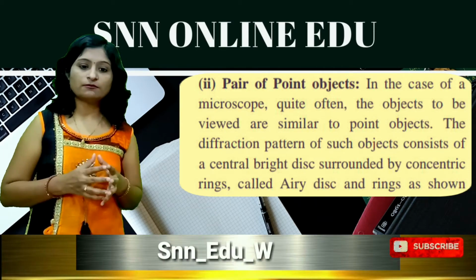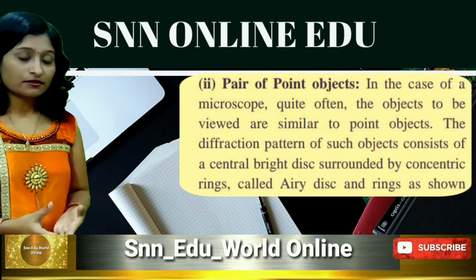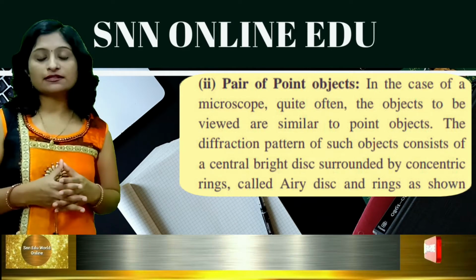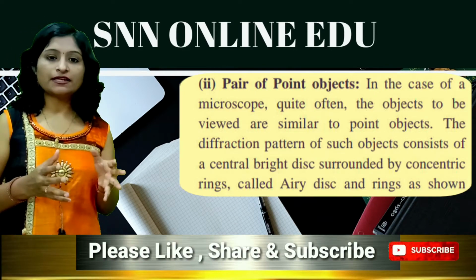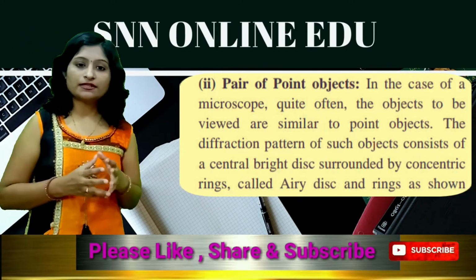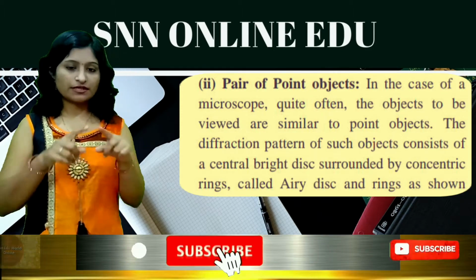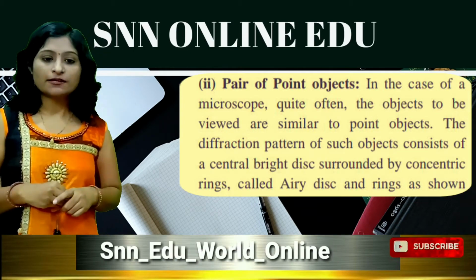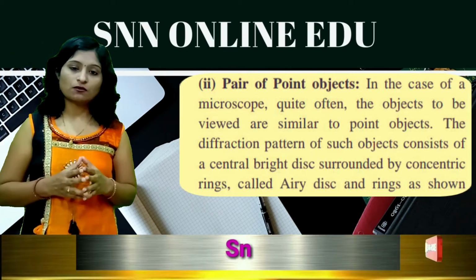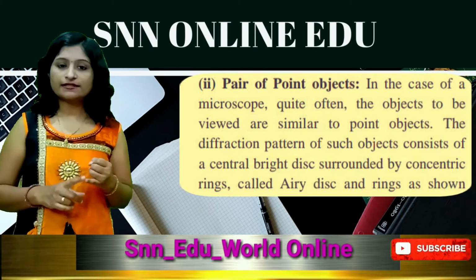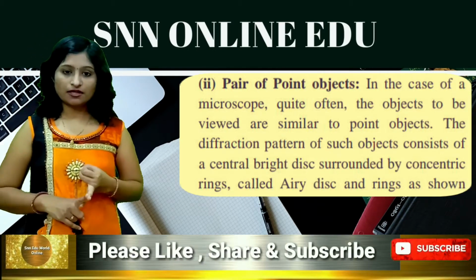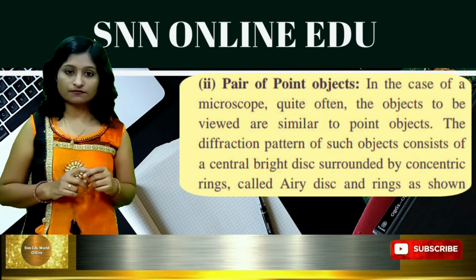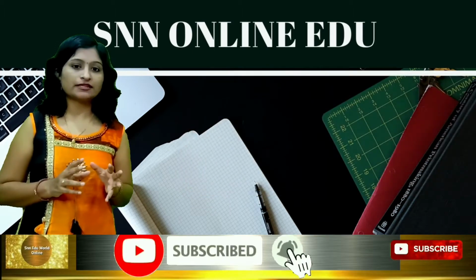So the diffraction pattern is made such that the central part is a disc. Okay, at the center it will be the disc surrounded by concentric rings. So the central part will be just like a disc, and the rings will be found around the disc, and these are called Airy's disc and Airy's rings. हा जो सेंटरचा असणार आहे तो Airy's disc असतो, आणि रिंग्स ना म्हणतात Airy's rings. Okay, so this is shown here in the diagram also.